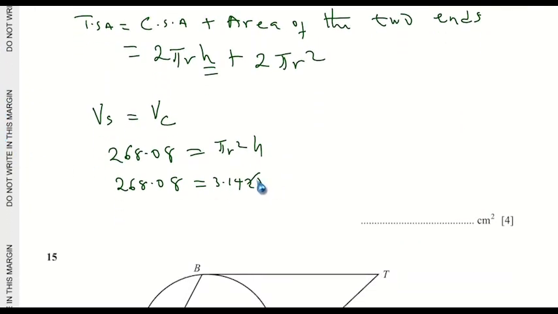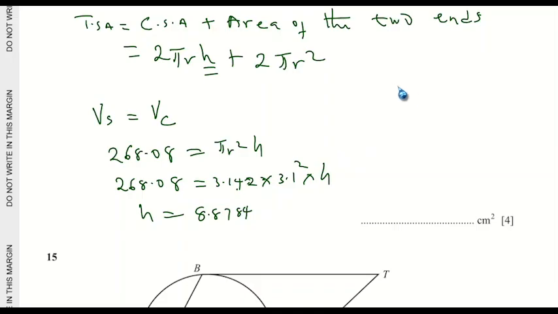So 3.142 multiplied by 3.1 squared, multiplied by height. From here, if you divide both sides by 3.142 multiplied by 3.1 squared, you get the value of the height h. Pretty easy. You can input this into your calculator straight away. So the height equals 8.8784 centimeters. So that will be the height.